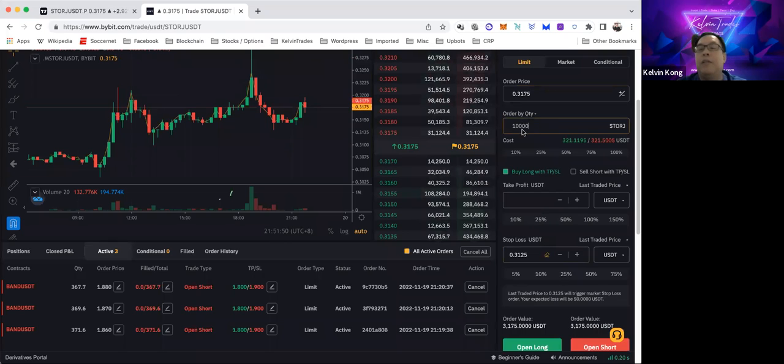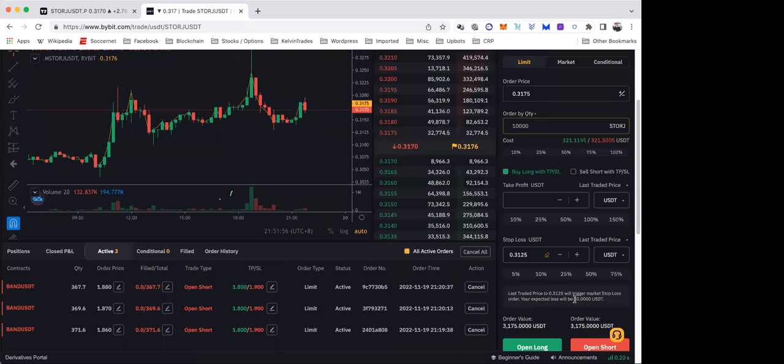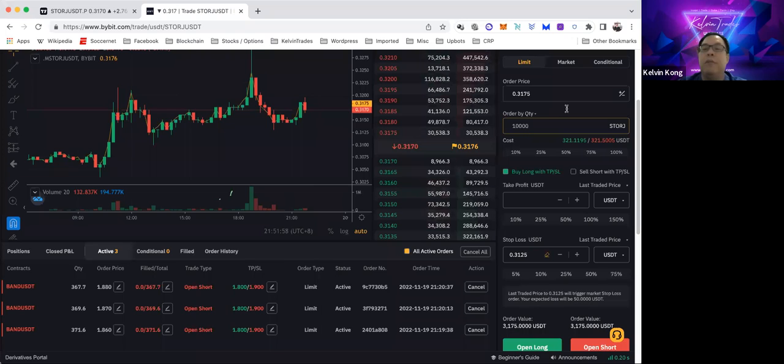Hey guys, don't follow me, okay? Because your account is different from mine. Just look at the stop loss number. Your stop loss 3125, your entry price 3175. You look at this number. This number must be less than 5% of your account size. Anyway, I don't want to put so much in.